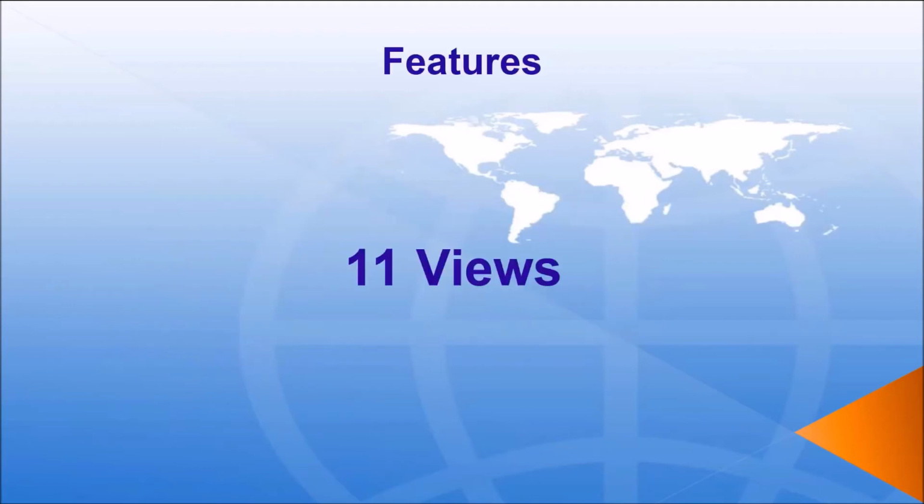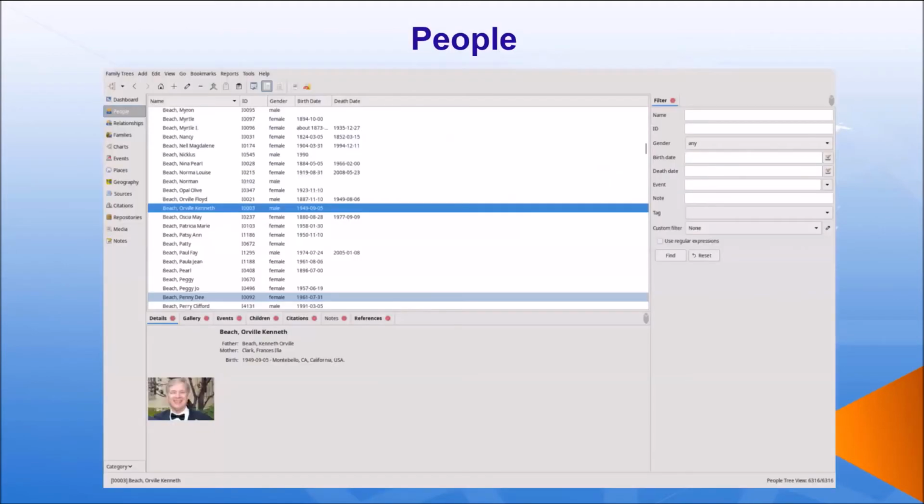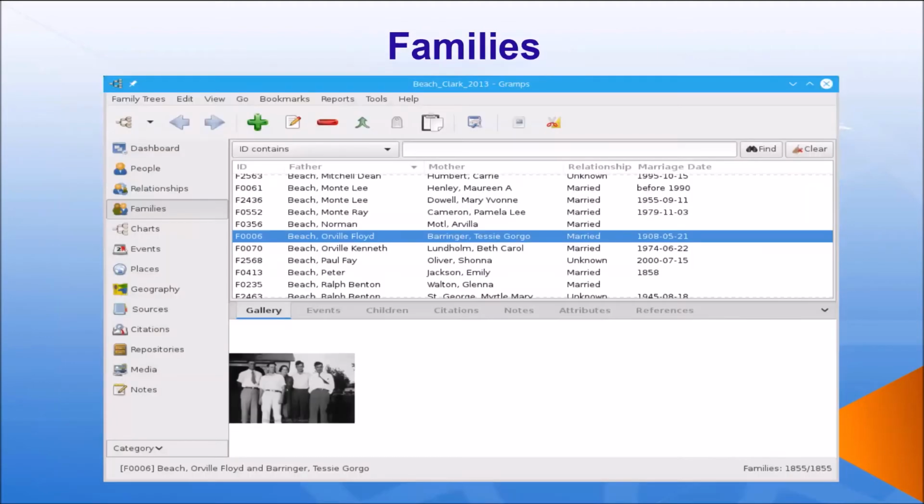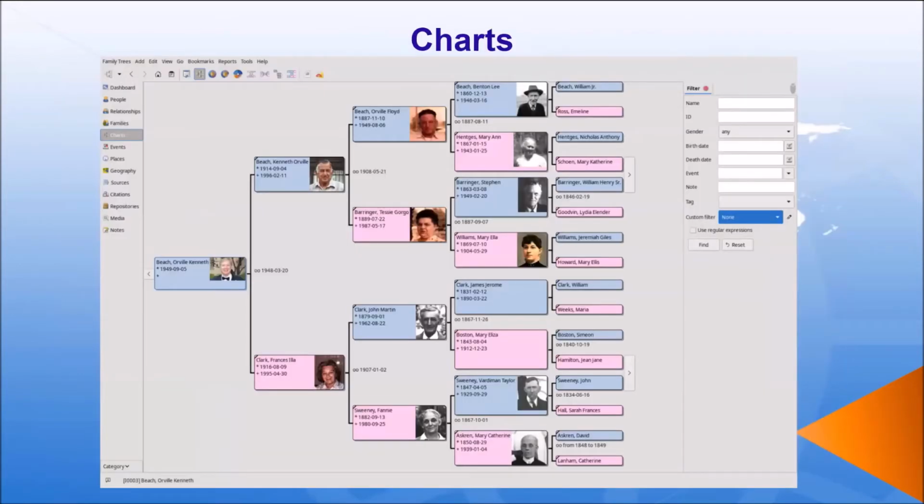Lots of views. People, that's me. And these are people sorted by last name. This is a relationship viewer. I don't use that one too much. I like the families better. That's my grandfather and grandmother there. And this is the chart. This is the tree. This is the format I prefer. And this is me and my ancestors. I have about 6,300 people in the database, I think now.